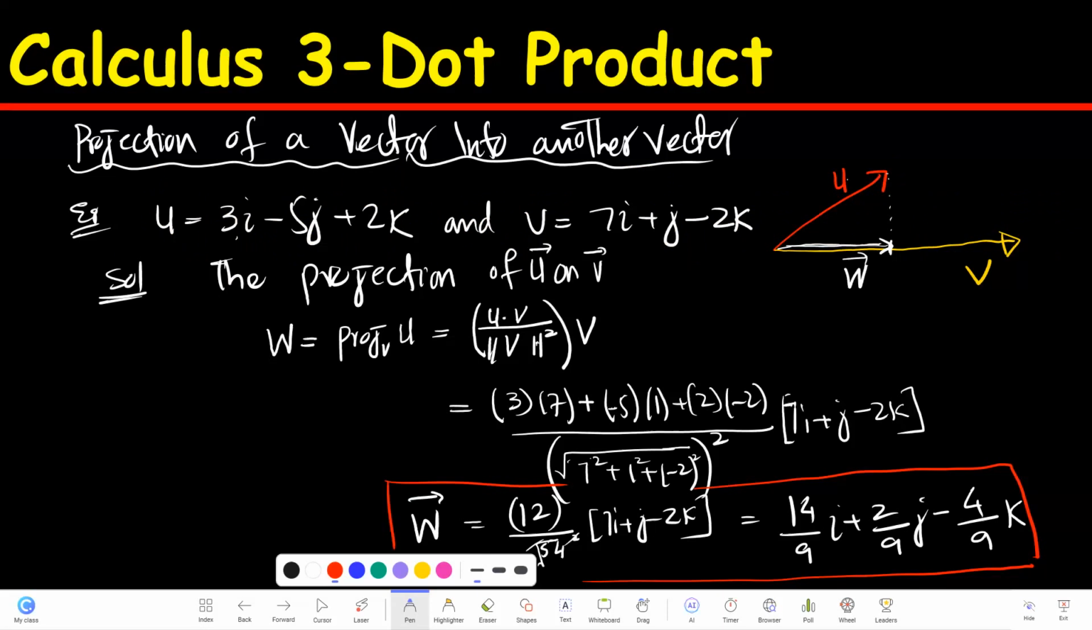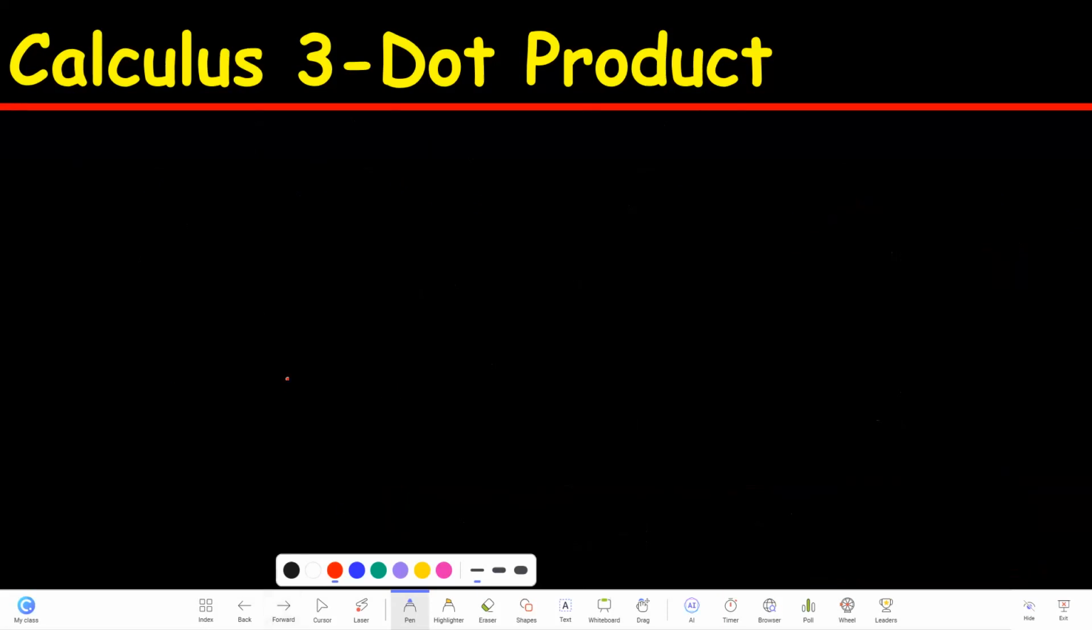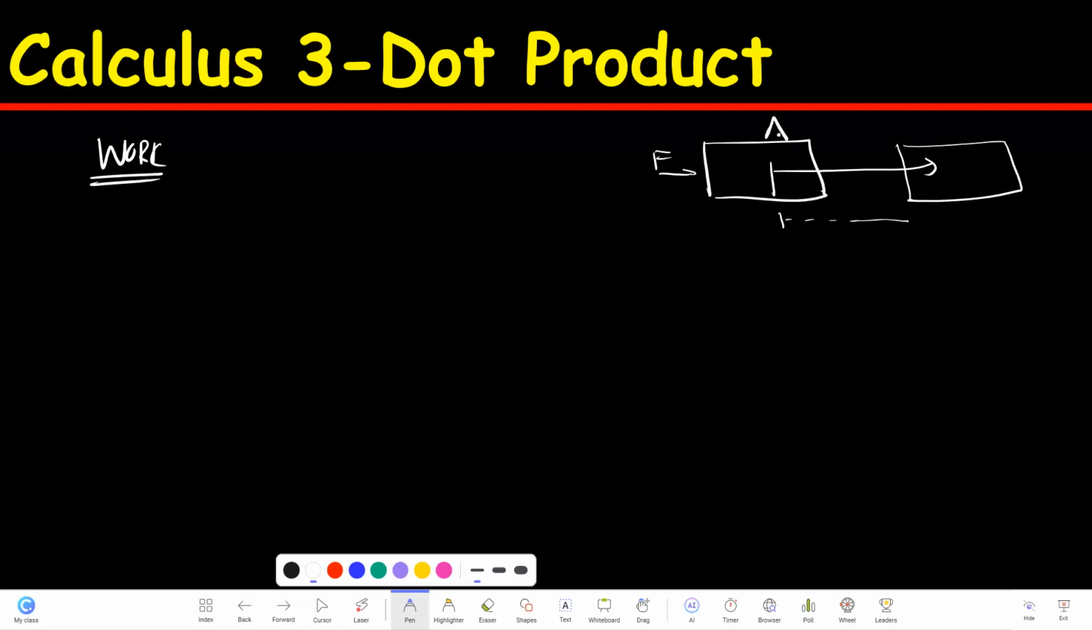Let's take a look at another example, another application of the dot product, and that application is work. What is work? Work means you want to move an object from one location to another. When you push this object, you apply a force from here to there. So this is position A, you move this block or box to position B, and this is the distance.